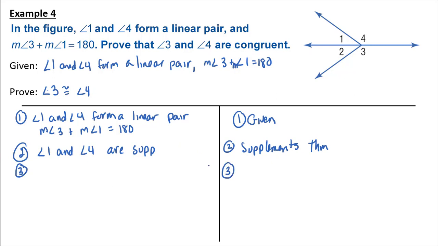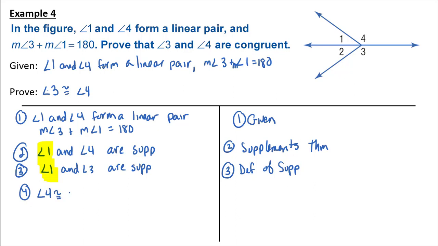I'm going to take something from the second part of the given. Angle 1 and angle 3 are supplementary. And that's by our definition of supplementary angles. Now I kind of want to highlight something with you guys. We have 4 and 3 are supplements of the same angle. What did we just prove? We just proved that angle 4 is going to be congruent to angle 3. What's our reason? Supplements of the same angle are congruent. Okay? So that's a proof using what we just talked about.